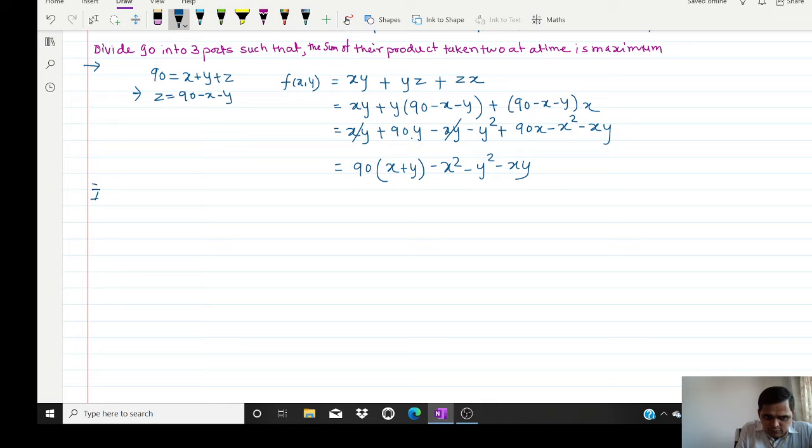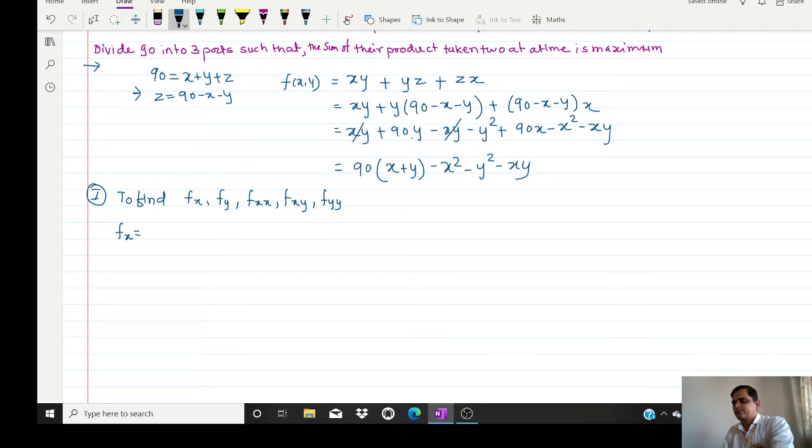Now what is the first step while calculating the maxima or minima? The first step is to find partial derivatives of first and second order. That is fx, fy, fxx, fxy, and fyy. So these five partial derivatives I need to calculate. Fx is equal to, that means the partial derivative of f of xy with respect to x we are going to calculate.